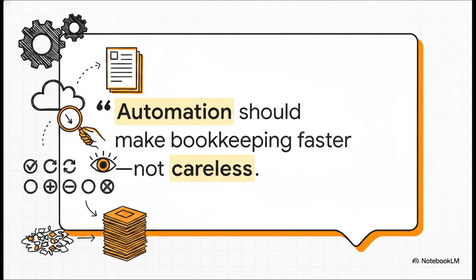I really love this point from Dr. Geno in the source material. Automation should make bookkeeping faster, not careless. Review first, then accept. Listen, connecting an account does not do your bookkeeping automatically. Just because the software downloads something and suggests a category does not mean it's right. A real human has to look at it.